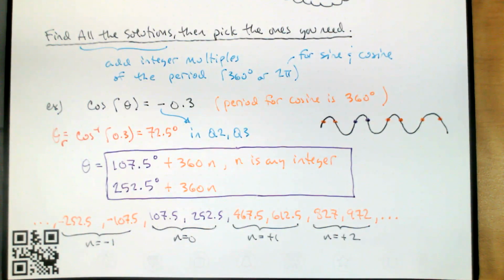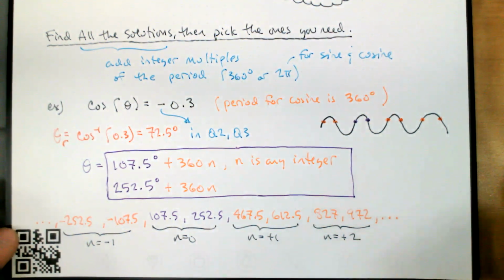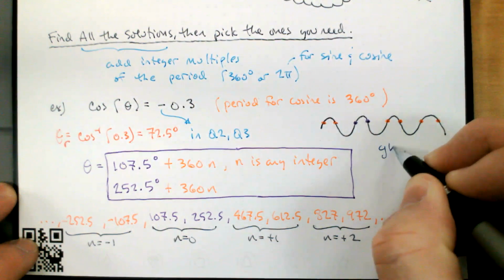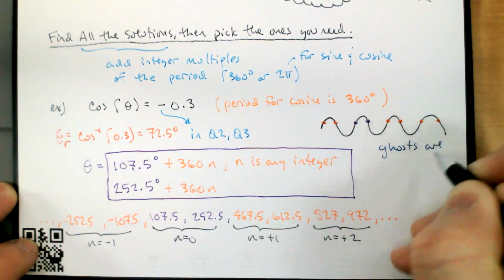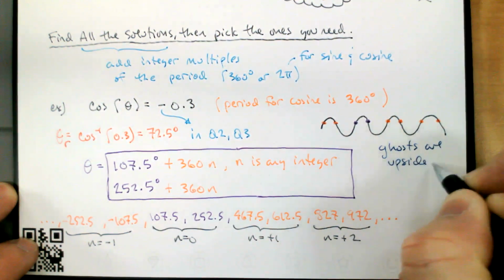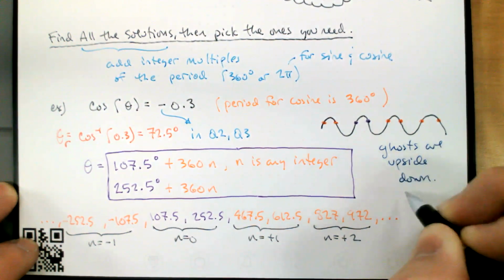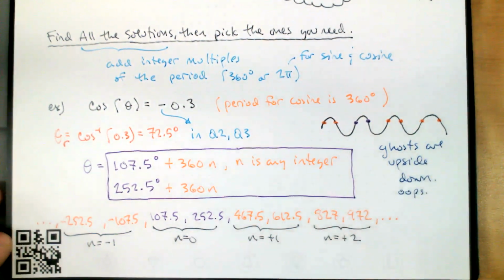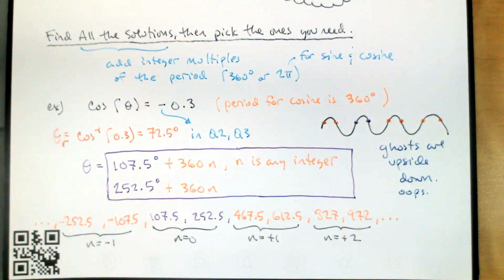So in this technique, rather than just trying to figure out what theta, how many circles we need to add, we just write down all the solutions. It should have been upside down because the negative 0.3.